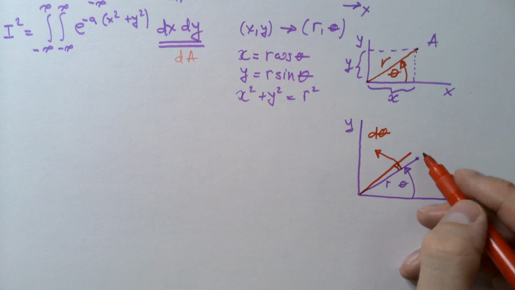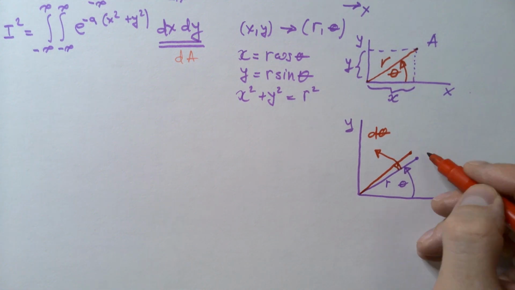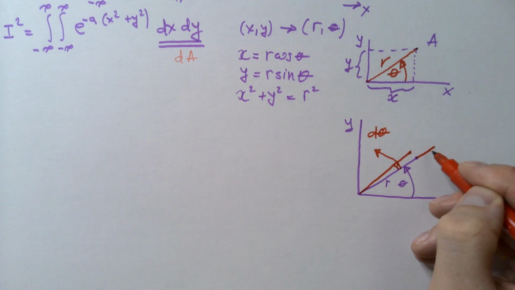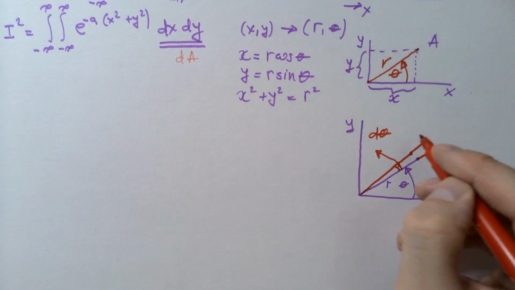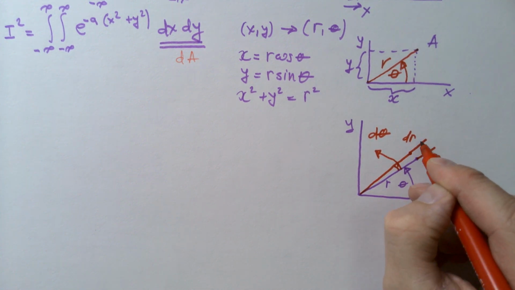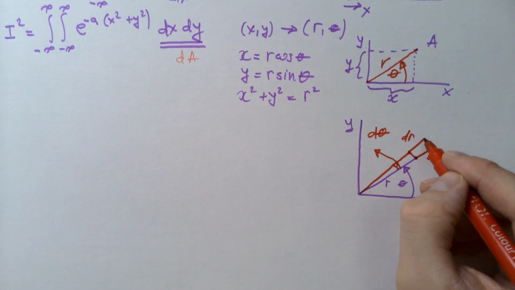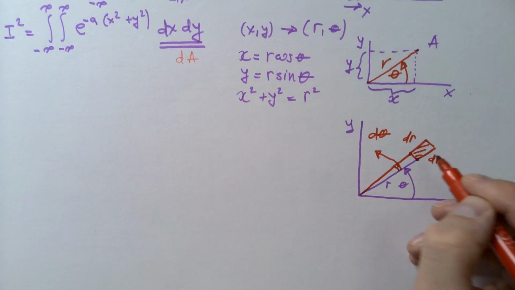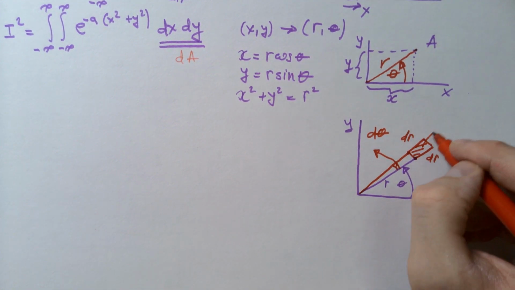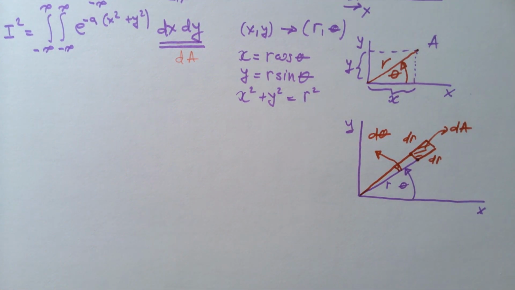And I also need an increment in the radial direction, and let's say it's this. So both of these are dr, the length of these radial arms. But this now represents my area dA in the polar coordinate system.